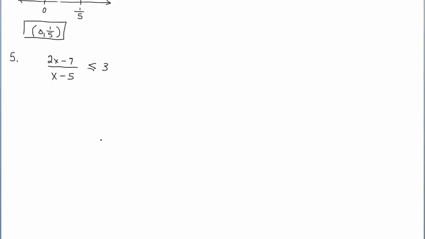Our rational inequality, first step, put in general form. So we might want to first tackle getting 0 on one side of the inequality. So that's going to be minus 3 less than or equal to 0. Let's get a common denominator. Well, the common denominator is going to be x minus 5, so I'm going to have to multiply this 3 by x minus 5 over itself.